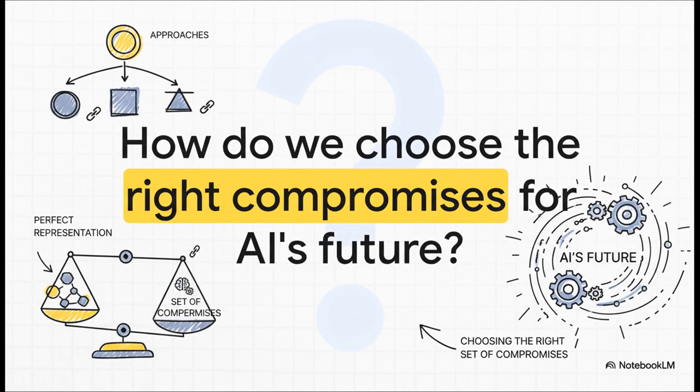And that leaves us with one last, really crucial question. We're pretty sure a single perfect representation is impossible. Every single approach we have involves some kind of compromise. So the real challenge for the future of AI probably isn't about finding some magic silver bullet. It's about learning how to choose the right set of compromises for every unique problem we want to solve.